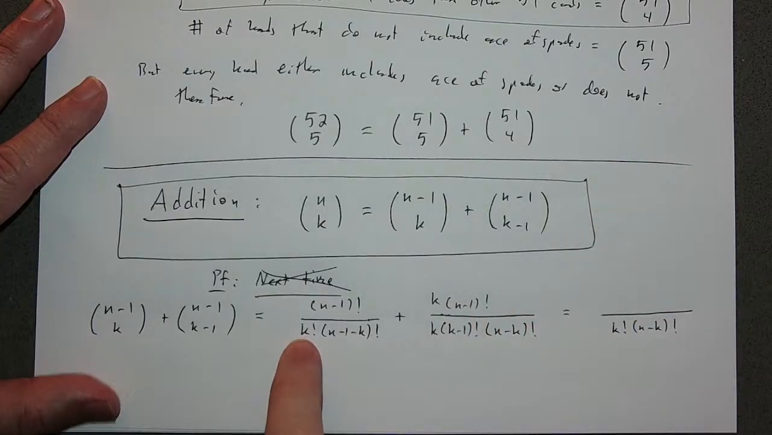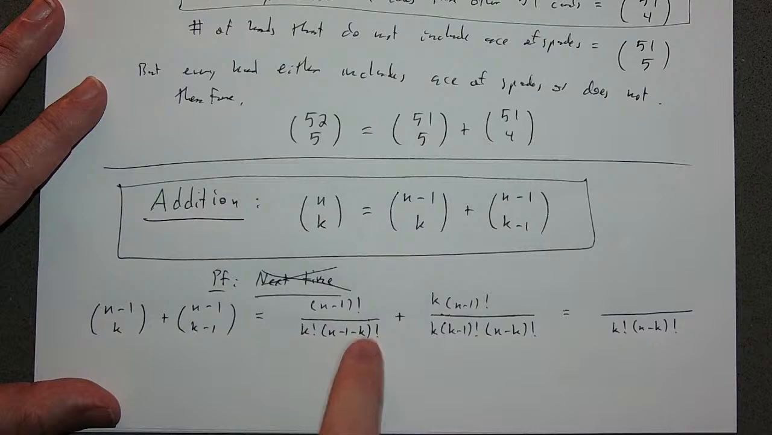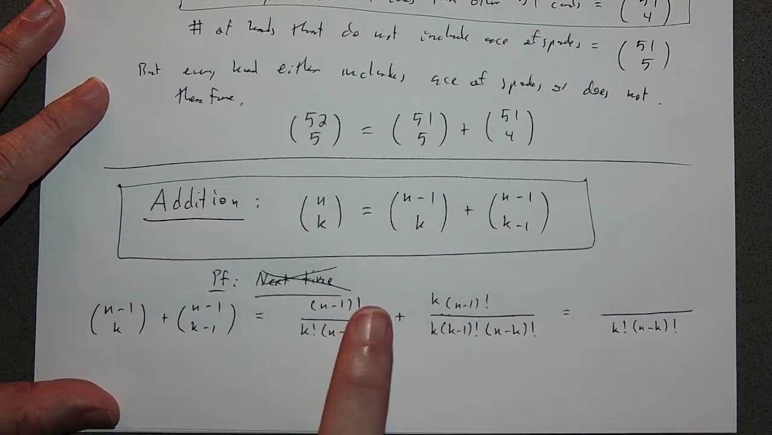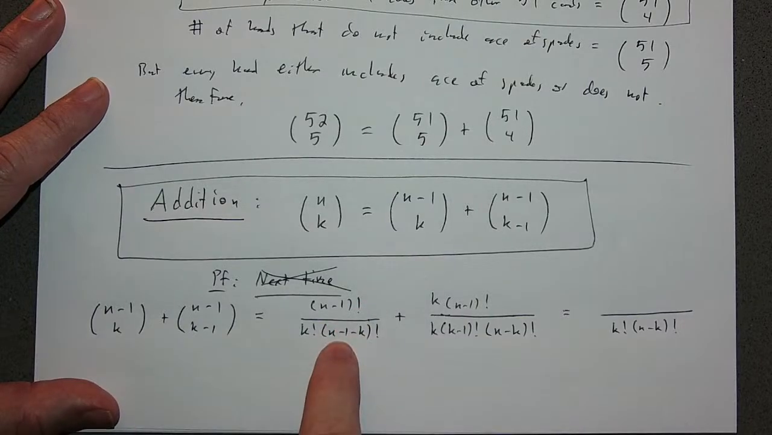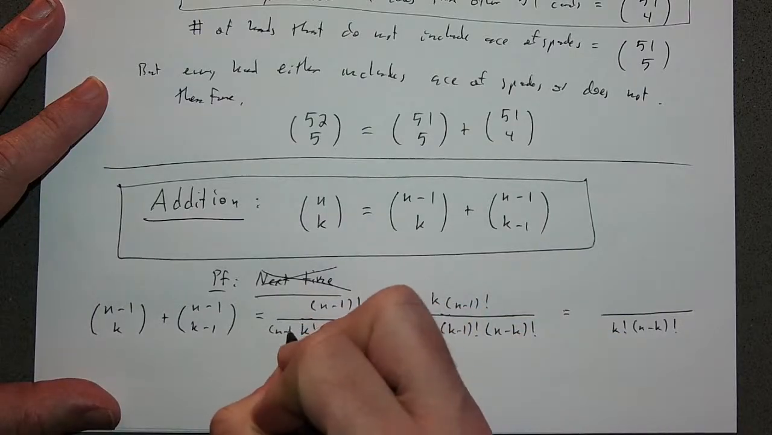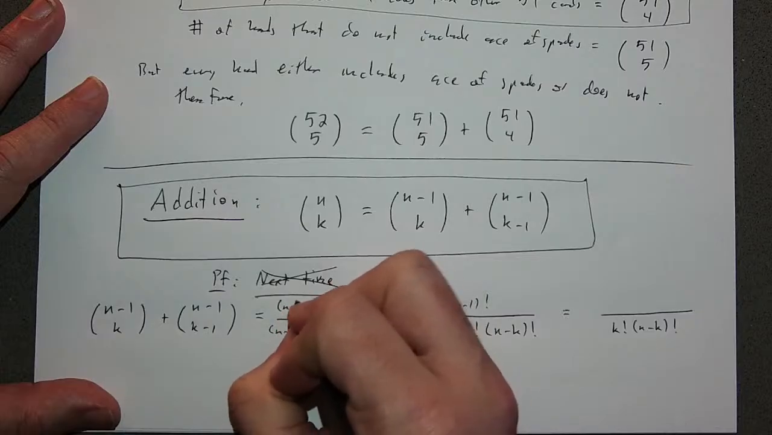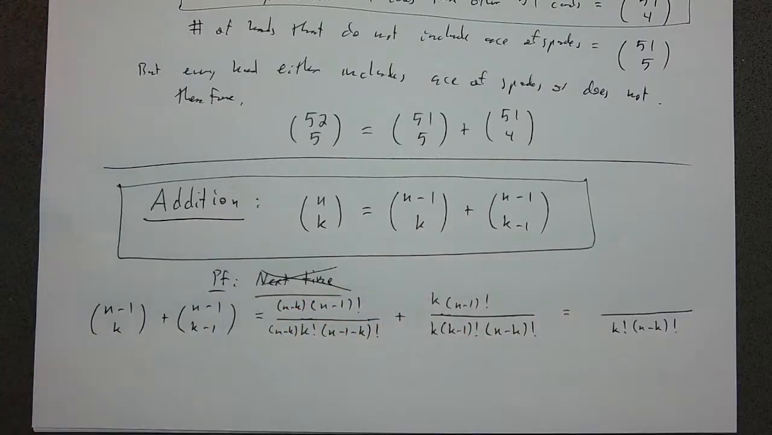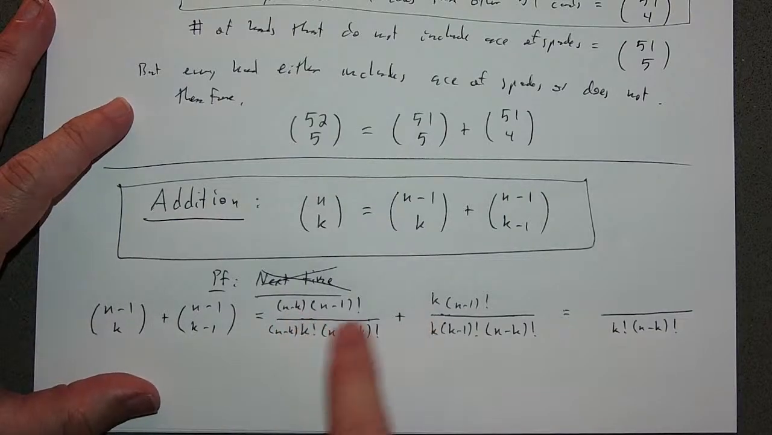Here I already have a k factorial, but I have n minus 1 minus k factorial. So what do I need to multiply by here to get an n minus k factorial? Right? What do I need to multiply by? Well, I can multiply by n minus k, right? So if I multiply by n minus k, that's going to do it, which means in order to keep everything the same here, I need to multiply by n minus k in the numerator as well. So what does this lead to?